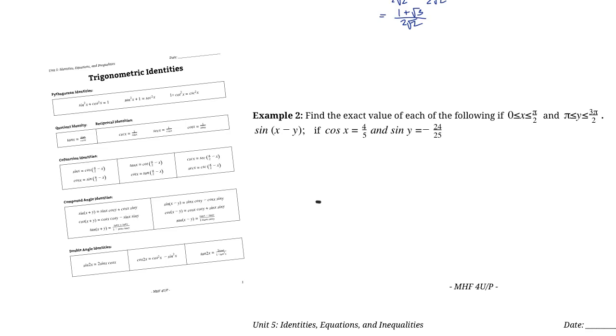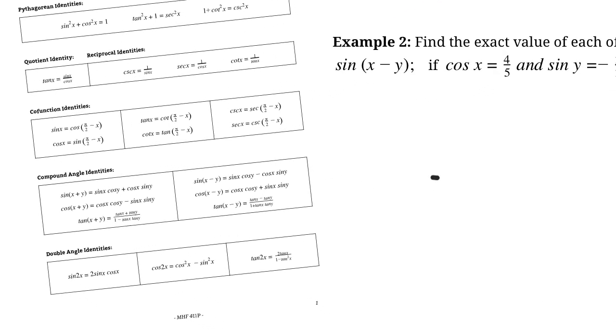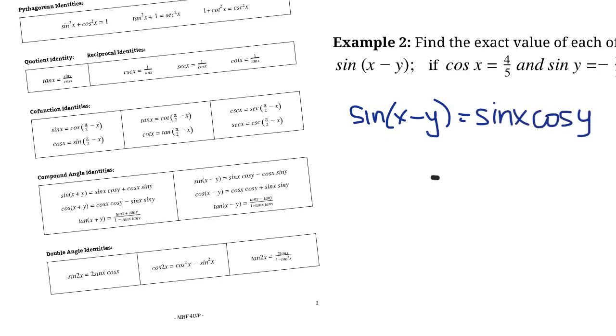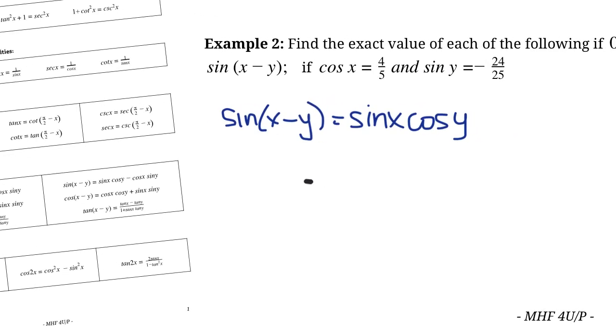So let's start by writing down our identity for sine x minus y. I'm just going to copy it from our formula sheet. Sine x minus y is just equal to sine x cos y minus cos x sine y.